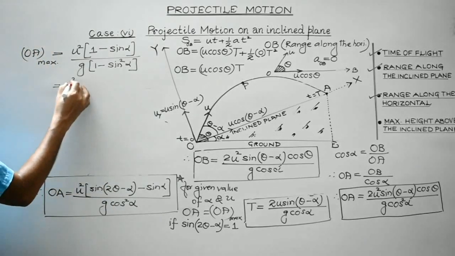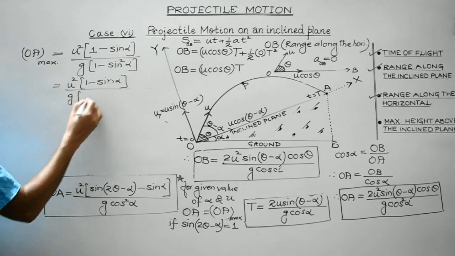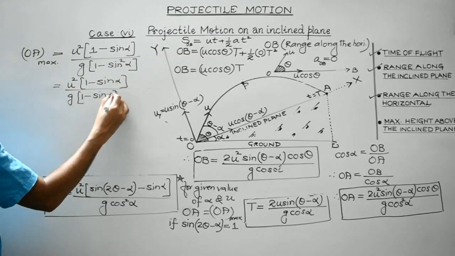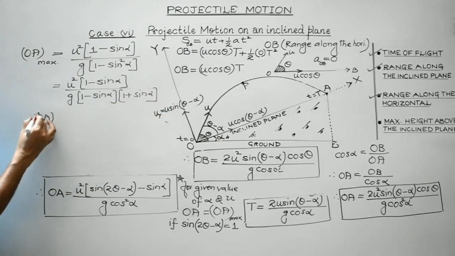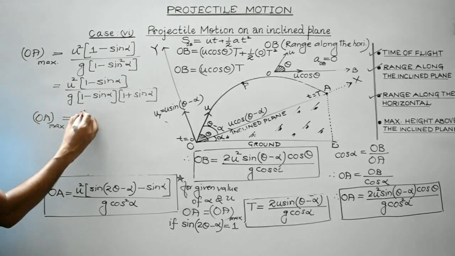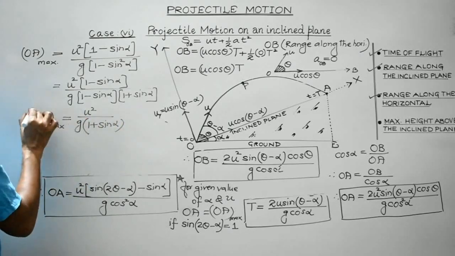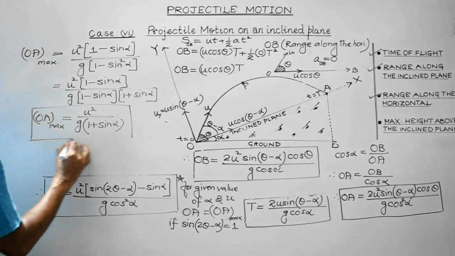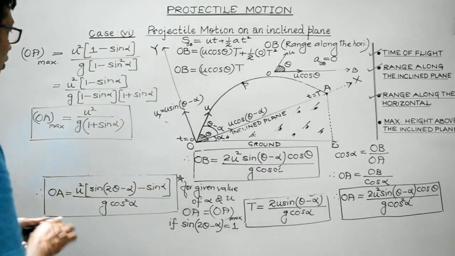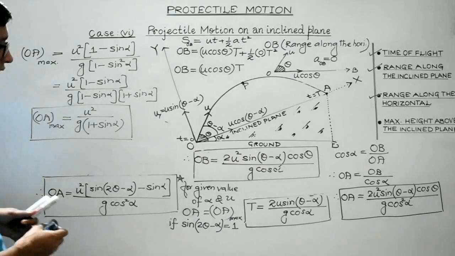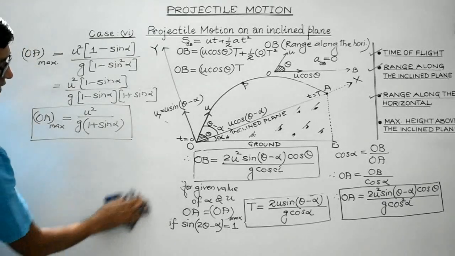So what we get is u square, the numerator 1 minus sine alpha, and the denominator is in the form of a square minus b square. It can be written as 1 minus sine alpha into 1 plus sine alpha. So students, the maximum range of the projectile along the inclined plane would be u square divided by g into 1 plus sine alpha. So this is the expression for the maximum range along the inclined plane. Now, when will we attain this maximum range along the inclined plane? It can be attained only when sine 2 theta minus alpha is equal to 1.